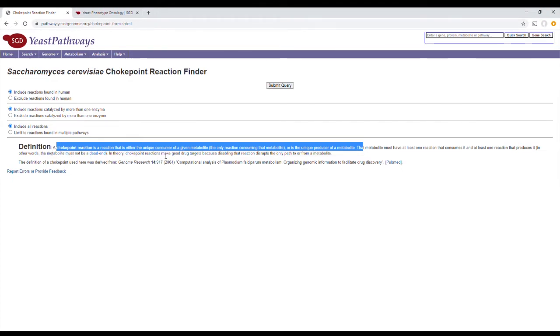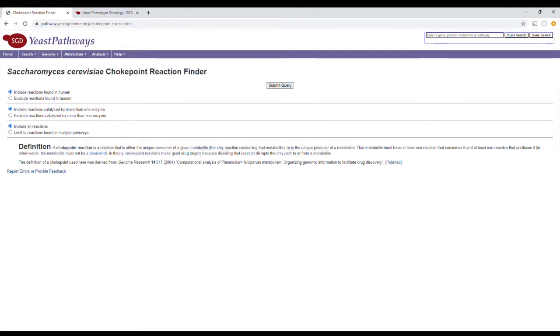In theory, choke point reactions make good drug targets. So this is a tool that basically gives you a mechanism to look for a potential drug, because disabling that reaction disrupts the only path to or from a metabolite. Okay, so I'm not going to change anything. I'm including reactions found in humans, including reactions catalyzed by more than one enzyme. I'm going to include all reactions.